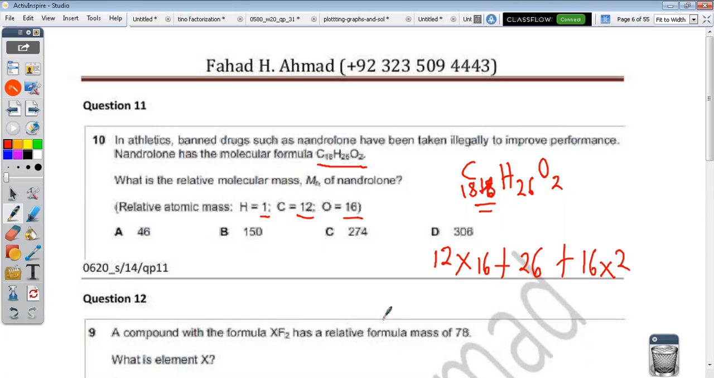Clear now? And what will be the answer? 274. Mufaro, can you hear us? So it was 18 there.